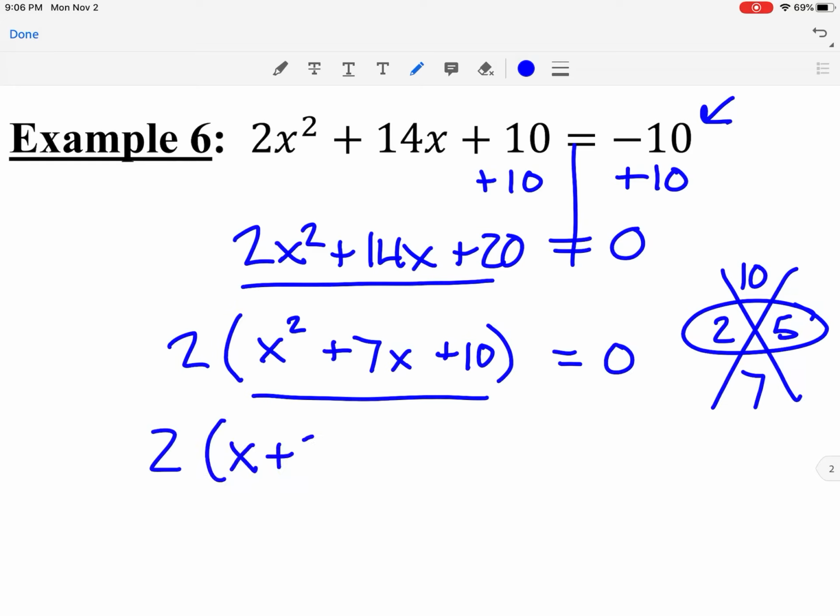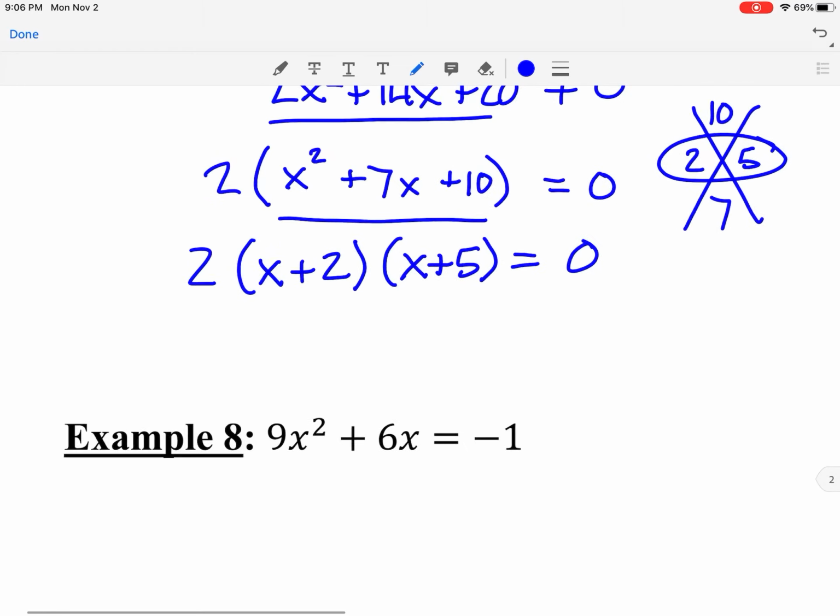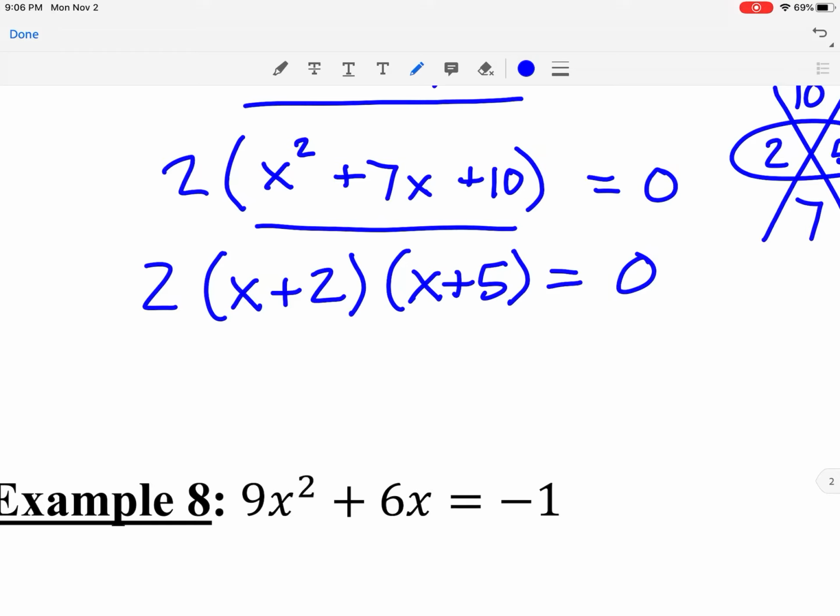So then we factor using those two magic numbers, positive 2, positive 5. Now this time when we separate this into different equations, we do have 3 pieces now. I multiplied the 2 times this equals 0. So one of them has to equal 0. However, if I use the 2 and set that equal to 0, that doesn't make any sense at all because 2 can never equal 0. So I don't actually have to worry about that 2 because it does not have a variable.